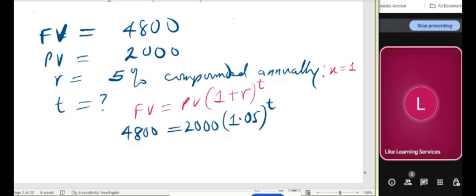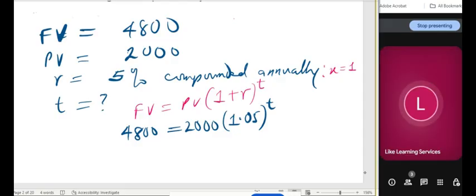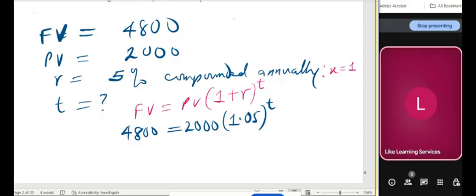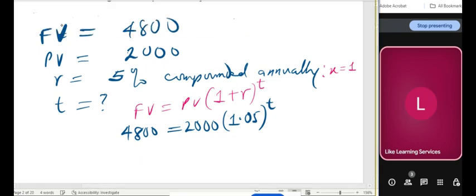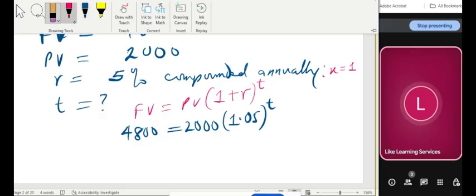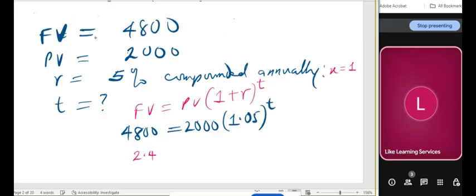Anyway, don't worry. Divide both sides by 2,000. So 4,800 divided by 2,000, that would be 2.4. So 2.4 is equal to 1.05 raised to the power t. So how do you find the t?